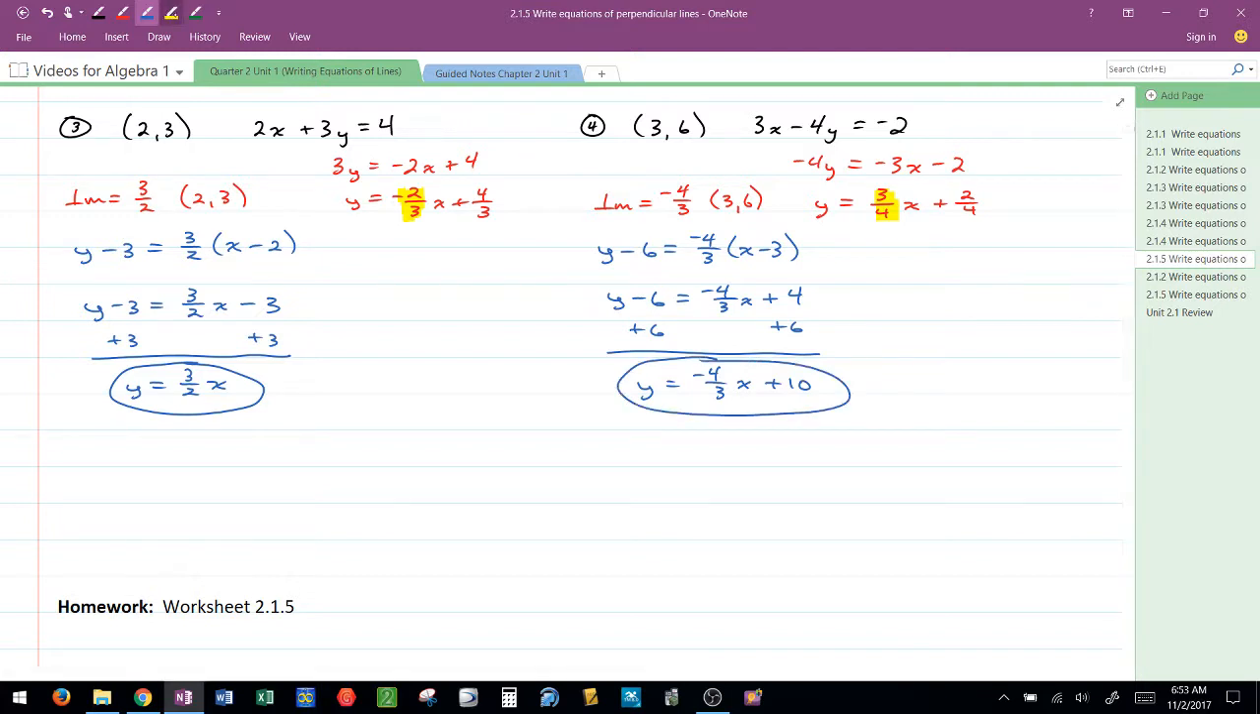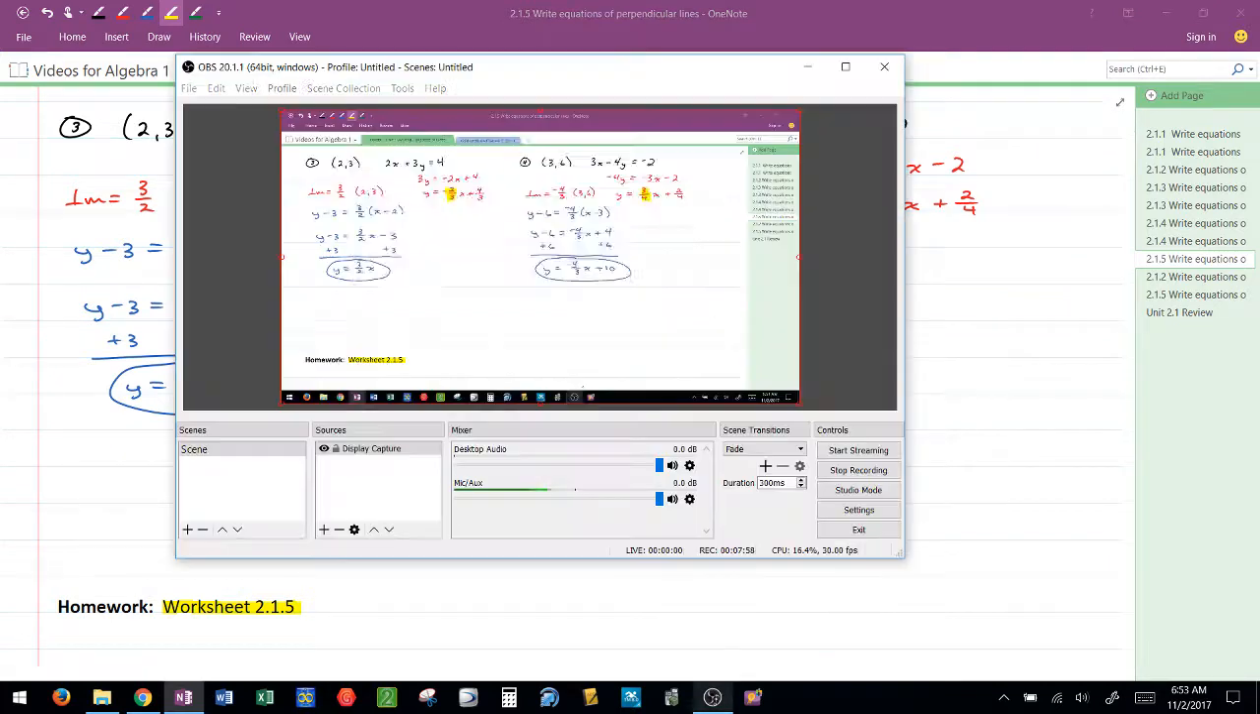All right, what I'd like you to do now is worksheet 215, writing equations of perpendicular lines. Let me know if you have any questions.